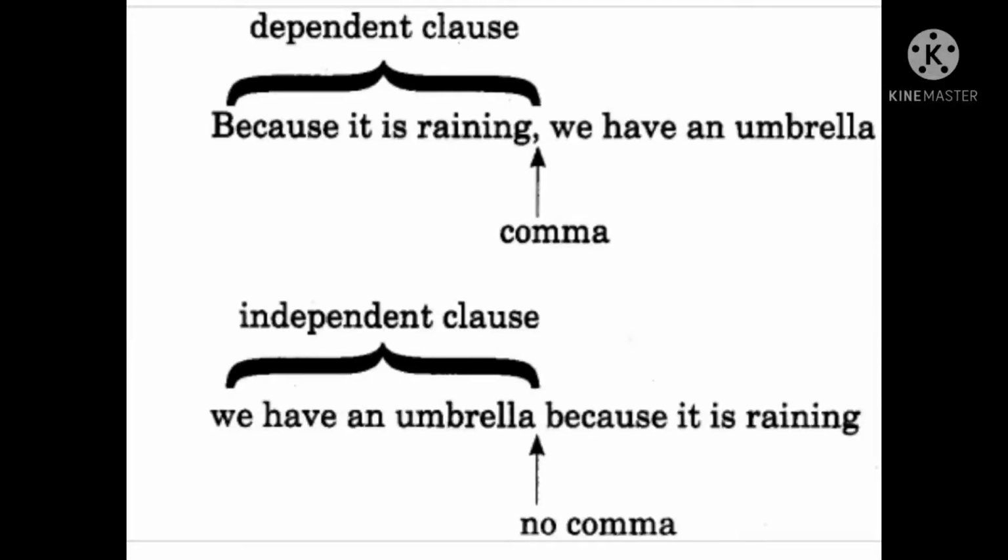At the same time, it does have an it, that is the subject, and an is raining, that is your verb. So it is a clause, but it cannot stand by itself. So this becomes a dependent clause because it needs the independent clause, that is we have an umbrella. It needs that to actually stand by itself.